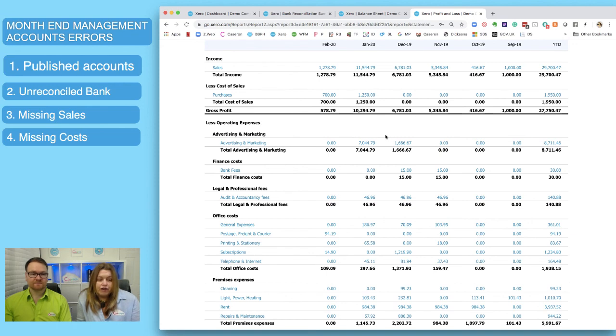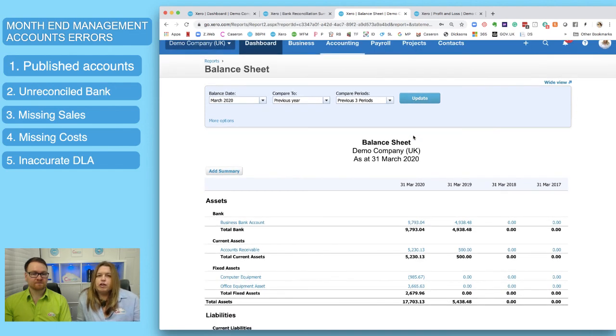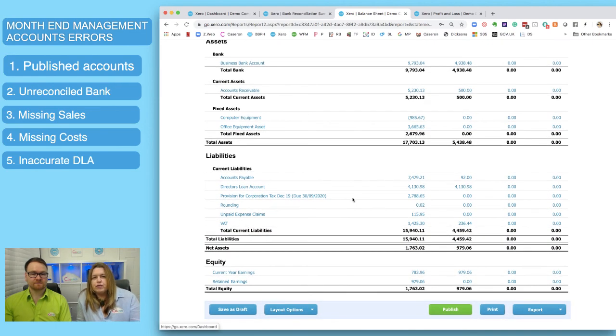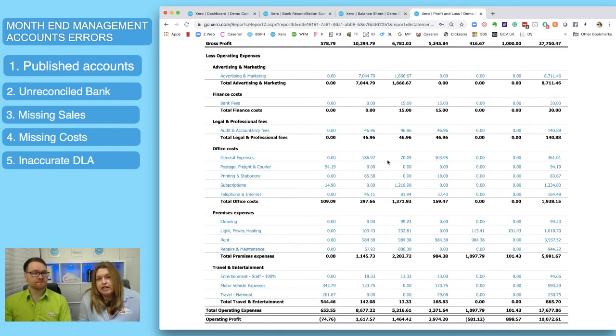Now, issue number 5 that we often see is an inaccurate DLA. So the director's loan account: either you're not showing the correct amount drawn, or they're not showing wages payable that should offset their director's loan account, or they're not showing personal spends or mileage or whatever. Quite often the transactions that ought to go into the director's loan account to reduce the liability actually end up in the profit and loss account as a cost.